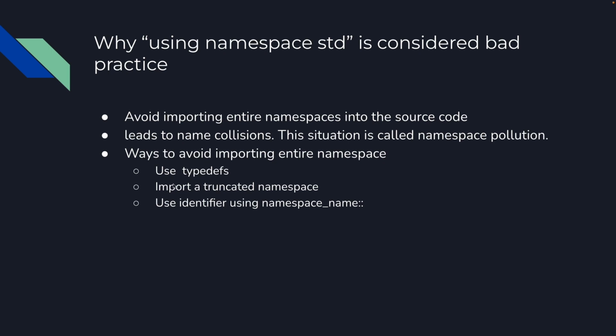Now there are some ways in which we can avoid importing the entire namespace. The first one is using typedefs. The second one is importing a truncated namespace, or the last way is to simply use the identifier with the namespace name and scope resolution operator. Using typedefs we will see later in the code.